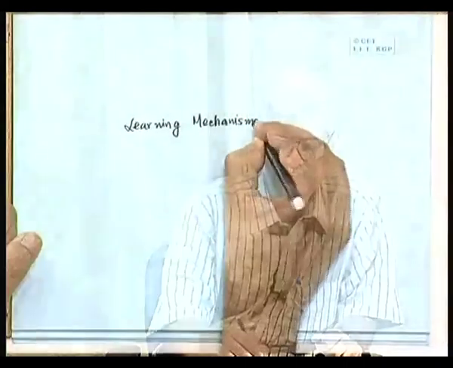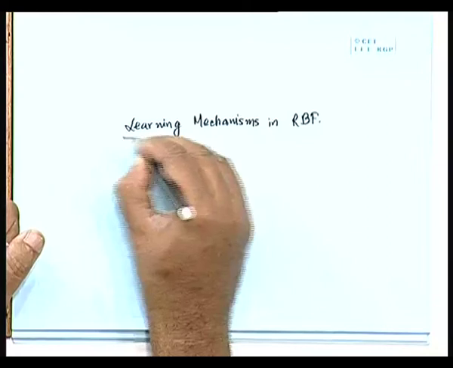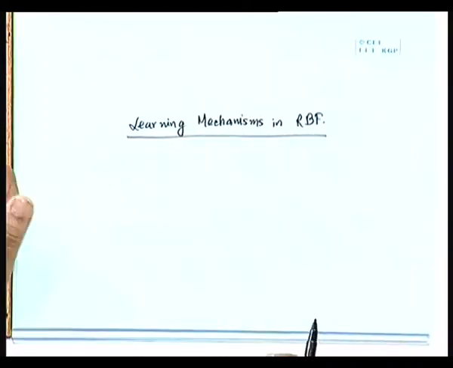So, the topic that we are going to cover is the learning mechanisms in RBF. This is a topic which we have already introduced in the last class, and in fact this is the last topic that we wish to cover under the chapter of the radial basis functions.